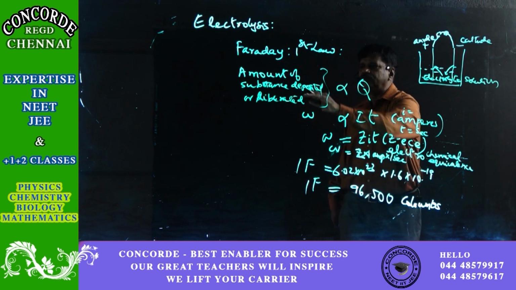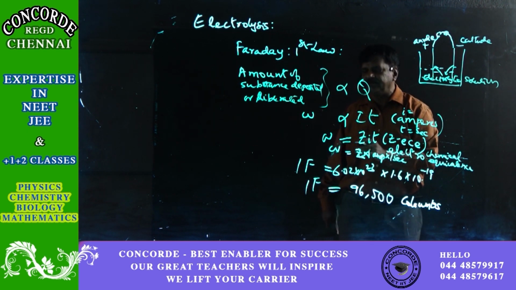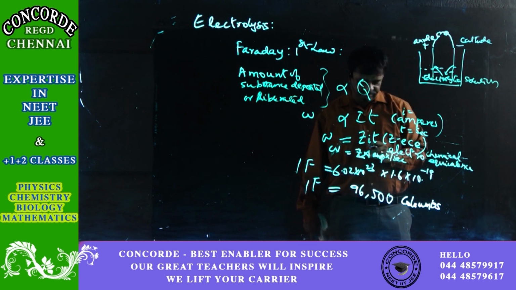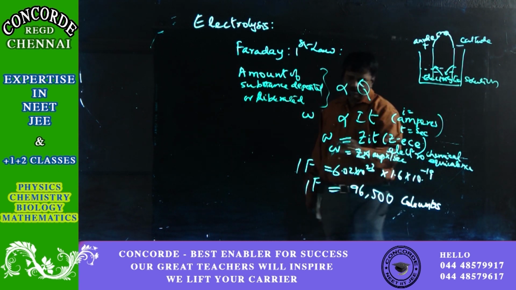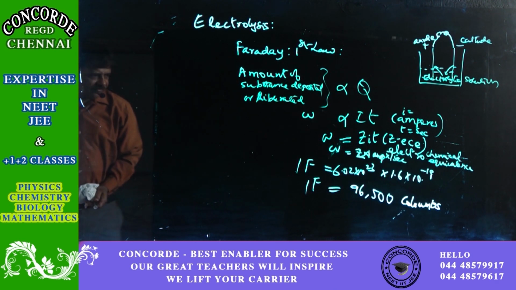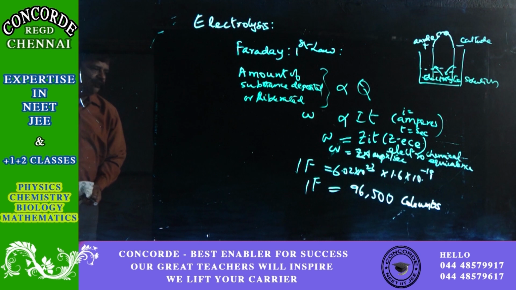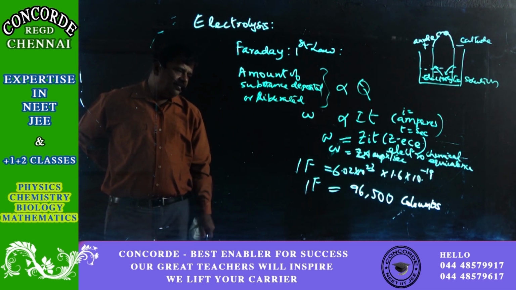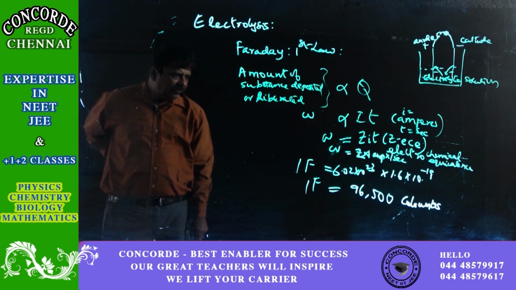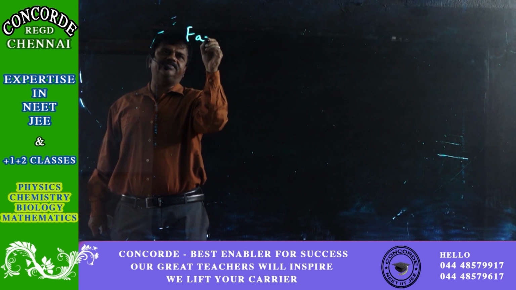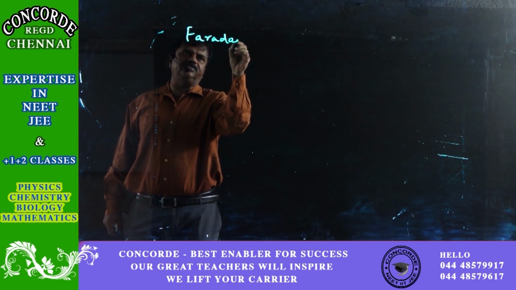So what will be the amount, or the weight, of substance which will be deposited? It will be one mole of the substance. 1 Faraday is equal to 96,500. This is the one thing which you have to remember, and in all the calculations we will be using this Faraday. And this is about Faraday's second law of electrolysis.